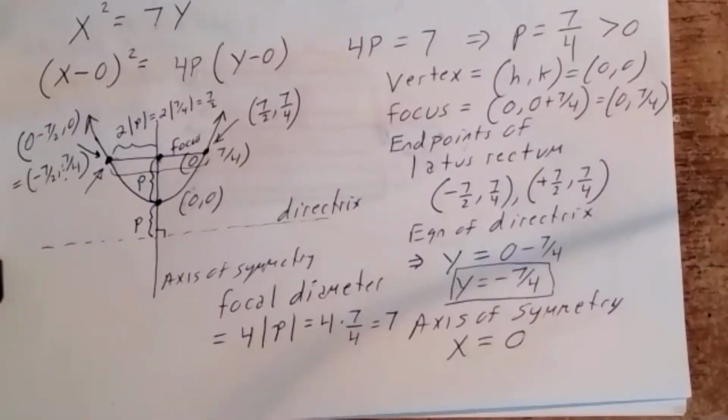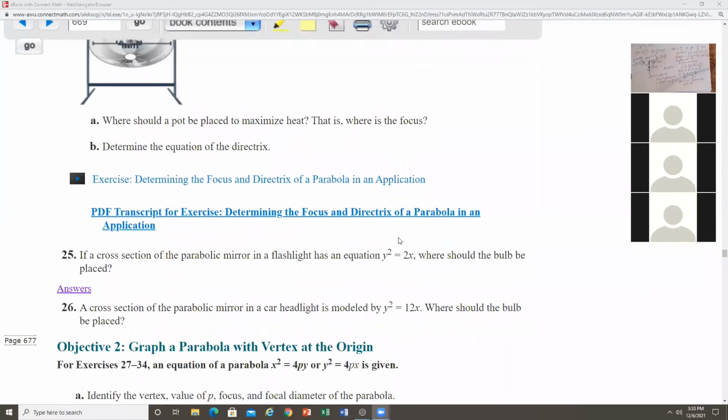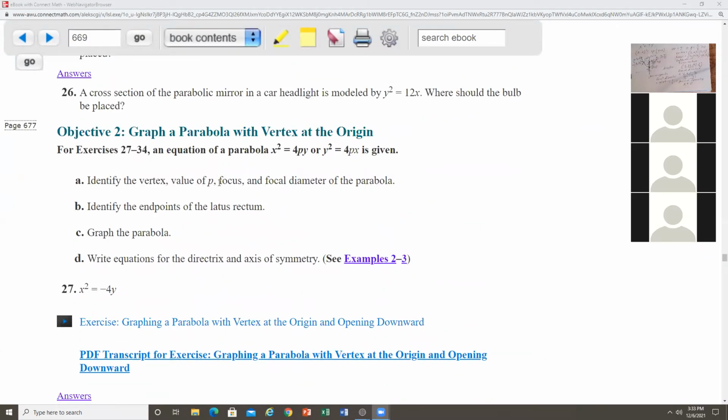Let's see, was there anything else we had to answer for that question? I can't remember. There's so much we had to answer for it. It said identify the vertex, the value of p, the focus, focal diameter of the parabola, identify the endpoints of the latus rectum, graph the parabola, write the equation, directrix, and axis of symmetry. We've done all that. We just have to graph this parabola. I think we're good.